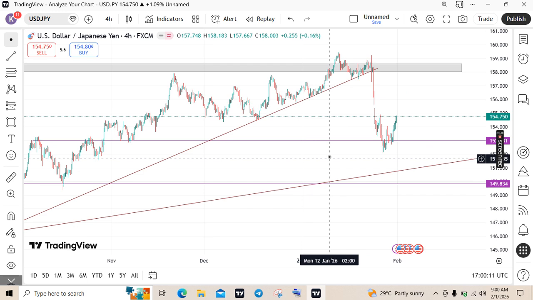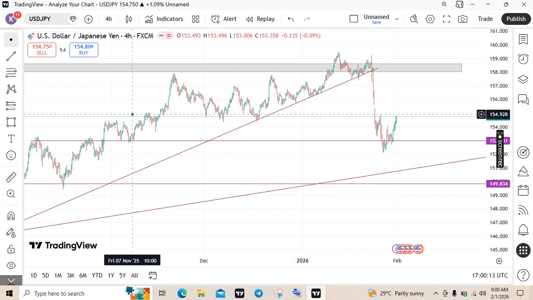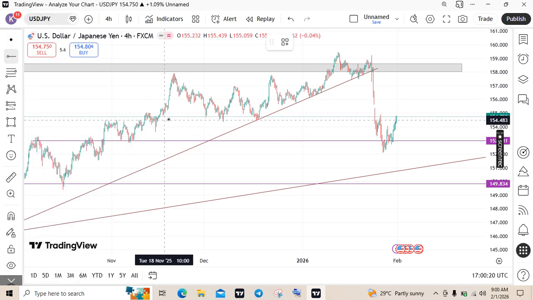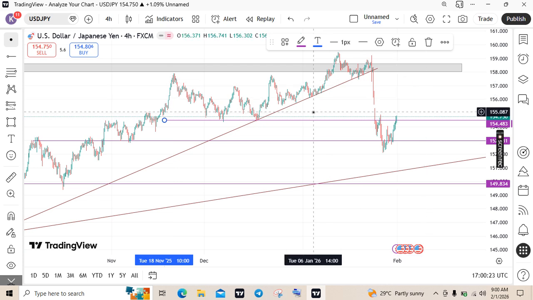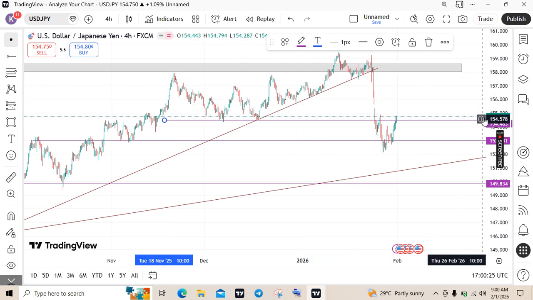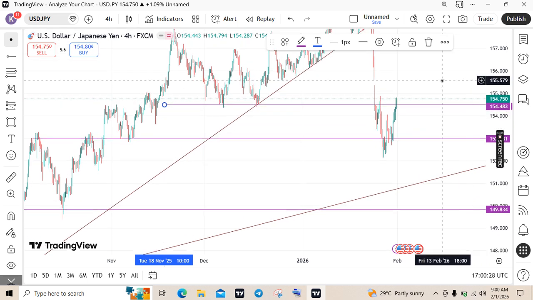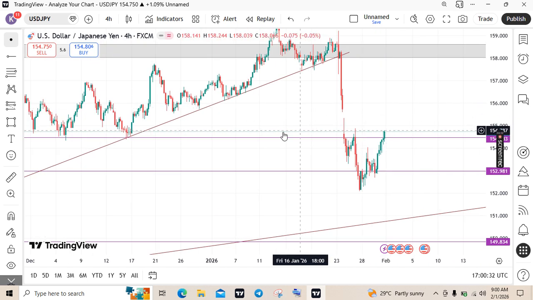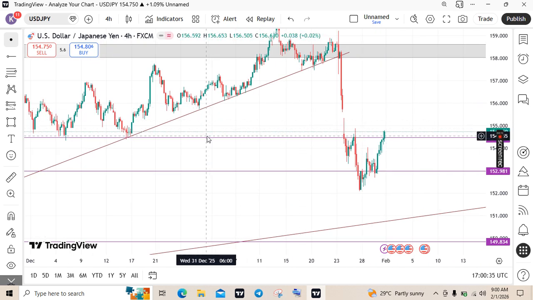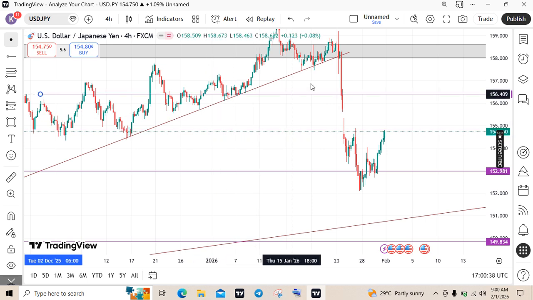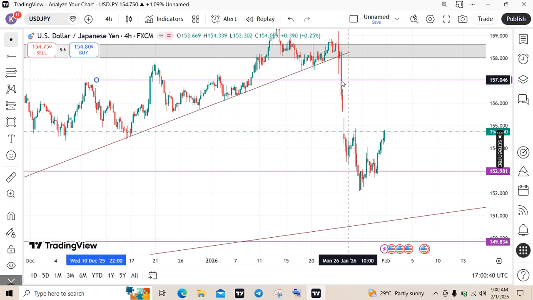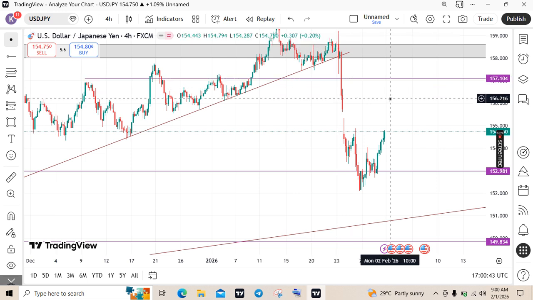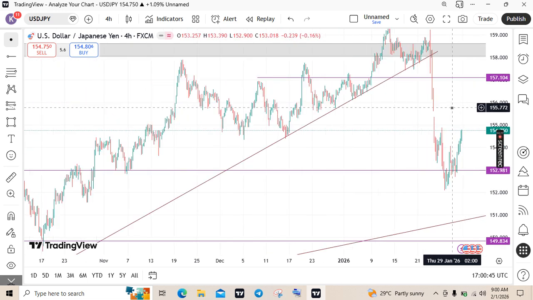So price, let's look for resistance. This is a resistance level here. This is a resistance level here. This is a resistance here. And price has broken it. So let's look for the next resistance. It is obvious that the next resistance should be somewhere up here, somewhere up there. So what are we waiting for?